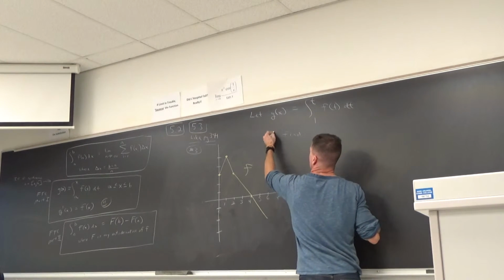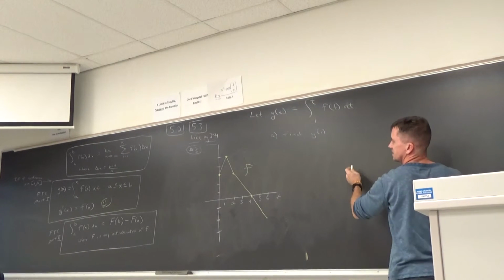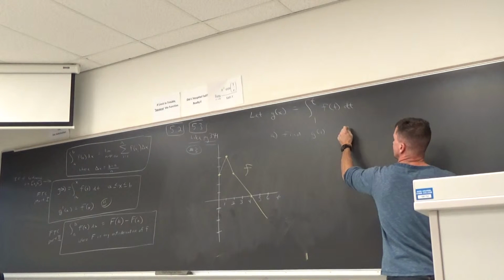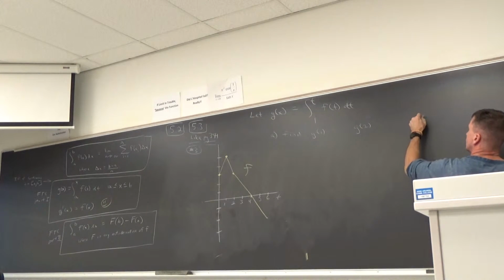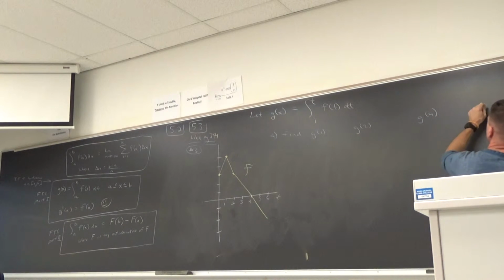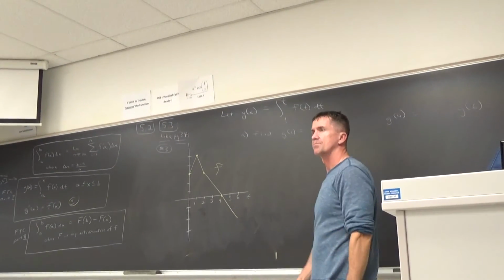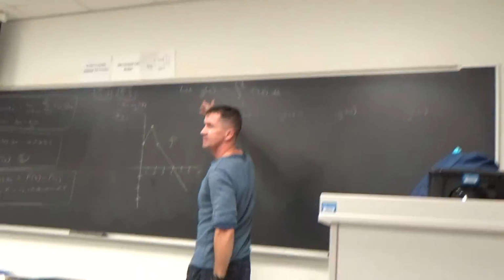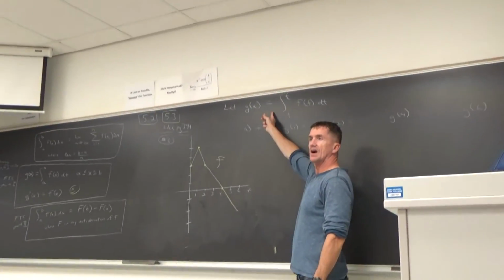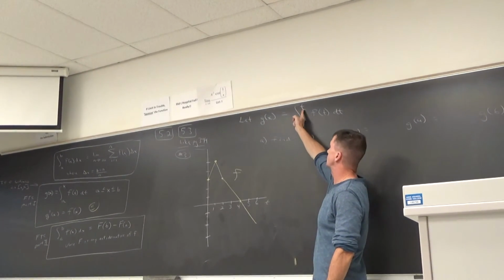Let's call this letter A. Everyone, letter A, I want you to find g of 1. Then I want you to find g of 2. Then g of 4. And finally, g of 6. Now, what is g? g of x is defined as the function that's the integral from the lower limit 1 to the variable of f of t.